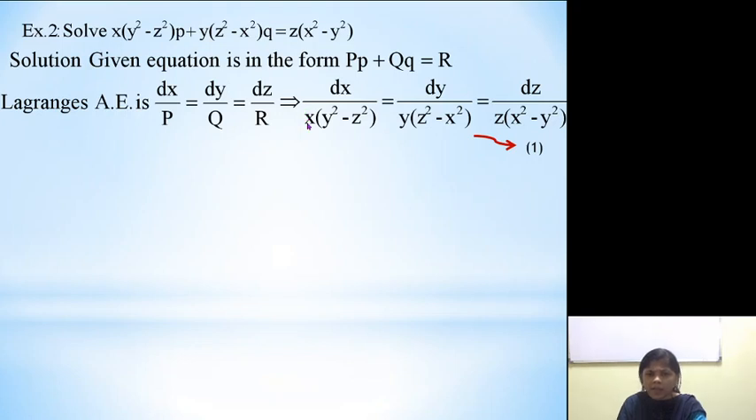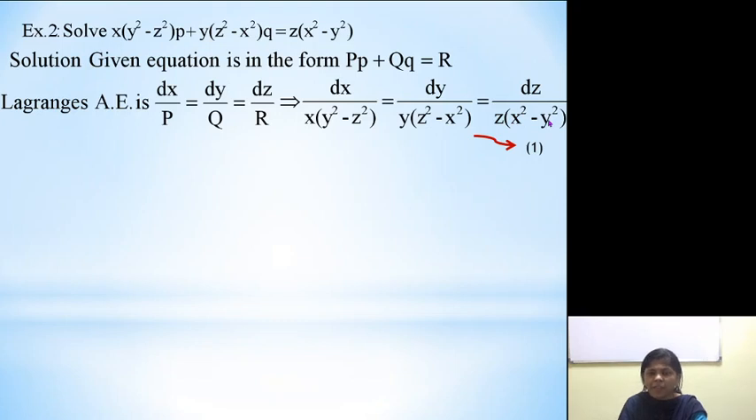So if I cancel x, what is left? y square minus z square. Then here y will get cancelled, so plus z square minus x square. So z square cancels. Now what do we have? y square, and then here minus x square. So y square minus x square. Then here z will get cancelled, so x square minus y square.